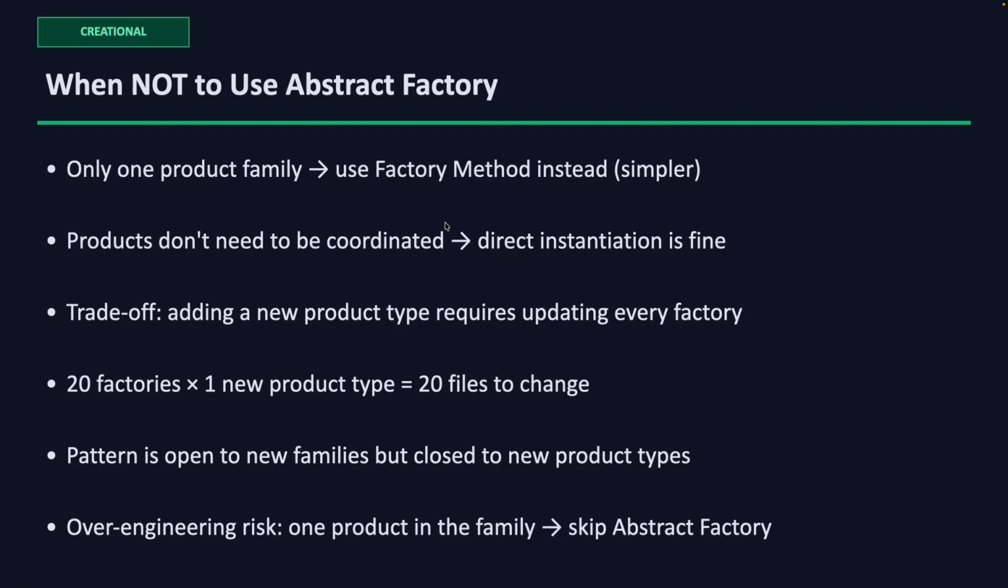If you need to add a new product type, let's say a footer component, you have to update the display theme generator interface and every single concrete factory. With two factories, that's not too bad. If you have more like 20, it's going to be a really painful refactor. So the pattern is closed to new product types, but it's open to new families. We need to watch out for over-engineering. If your families have only one product, you don't need an abstract factory. You could just use the factory method pattern instead.